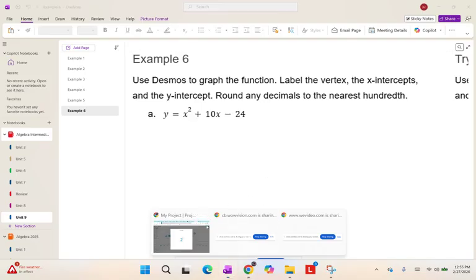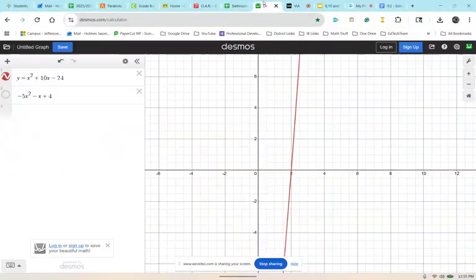We're going to come over to Desmos. Okay, we're going to put that in, and that's what you see here on the screen: y equals x squared plus 10x minus 24. And this is pretty much what your screen's going to look like by default. Doesn't look like much of a parabola. And so we're going to need to adjust the settings.